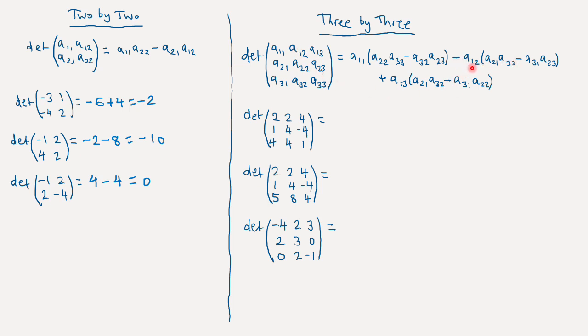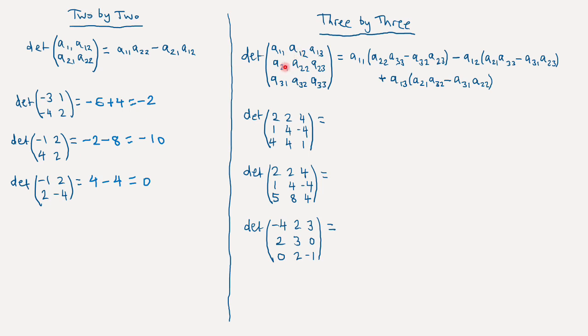We've got minus A12 times the determinant of the 2x2 matrix that's left when we eliminate the first row and second column. And then the last piece is move into the third element in the first row, block off the first row and third column, and you're left with this 2x2 matrix in this part of the 3x3 matrix here. Determinant A21, A32 minus A31, A22, and multiply by that third element in the first row. And the pattern here is plus, minus, plus, because we're expanding along the first row.